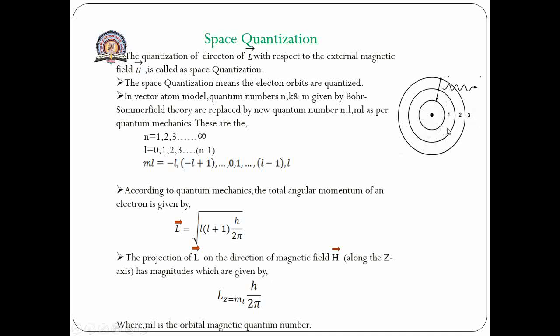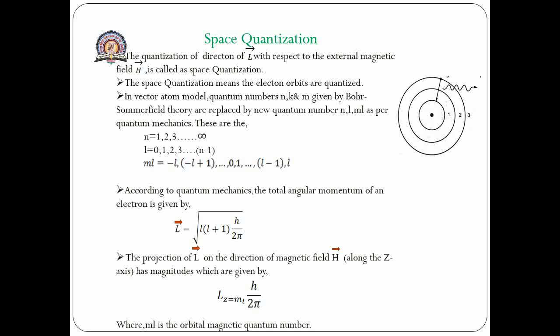Then quantized means what? The energy is different for different orbits, but the energy difference is the same. That means E2 minus E1, E3 minus E2 or E4 minus E3 will be the same. That is called quantization. When this energy difference is the same, I will say that the energy is quantized in space.